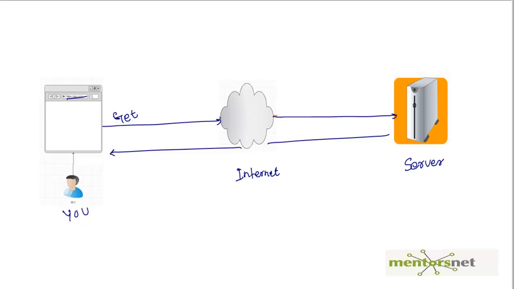Say, for example, you want to submit a form. In that case, the data that you are posting is a POST request, and that POST request is sent to the server, and the server sends a response back to you. Your browser interprets it, and you are able to see those things graphically on the browser. So this is how your browser communicates with a server, and that communication protocol is HTTP here.